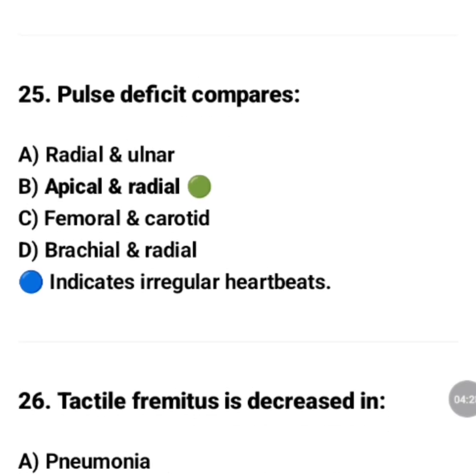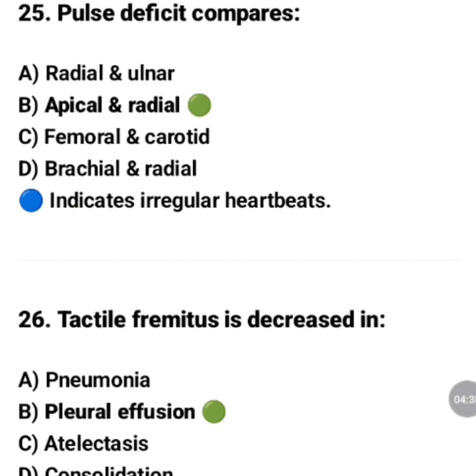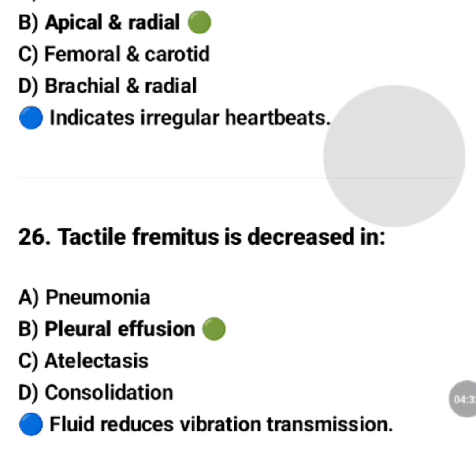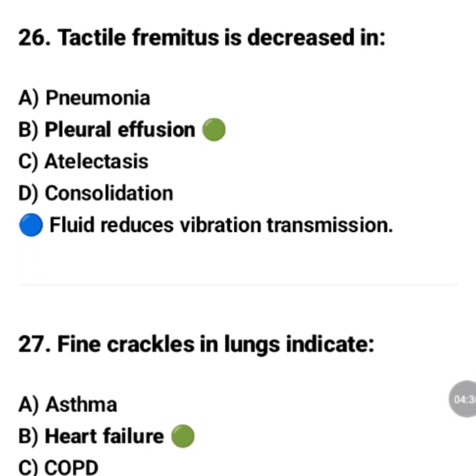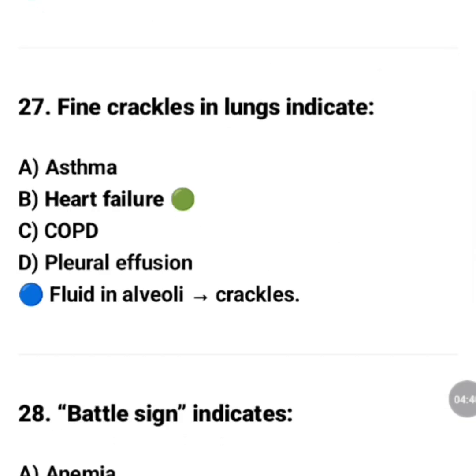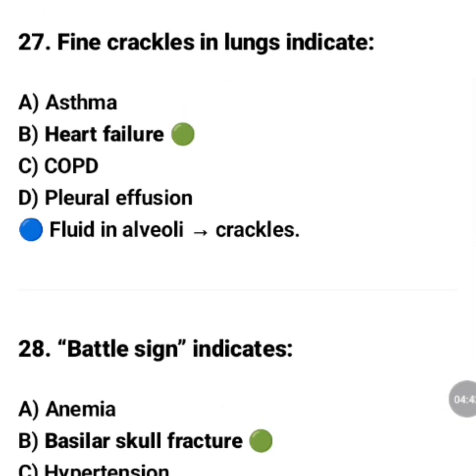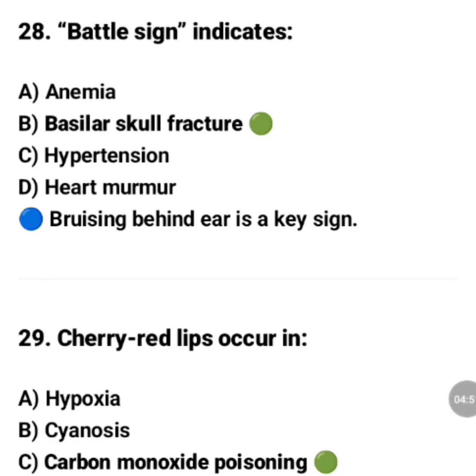Pulse deficit compares. The correct answer is option B, apical and radial. Indicates irregular heartbeat. Tactile fremitus is decreased in. The correct answer is pleural effusion. Fluid reduces vibration transmission. Fine crackles in lungs indicate. The correct answer is option B, heart failure. Fluid in alveoli causes crackles. Battle sign indicates. The correct answer is option B, basilar skull fracture. Bruising behind the ear is a key sign.